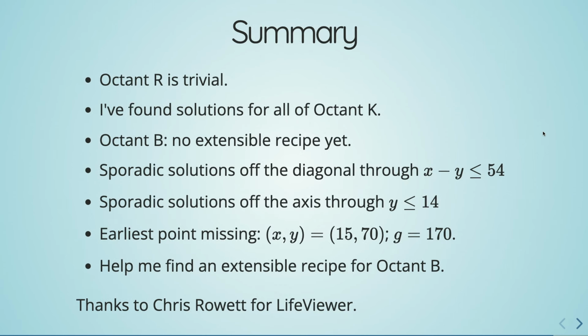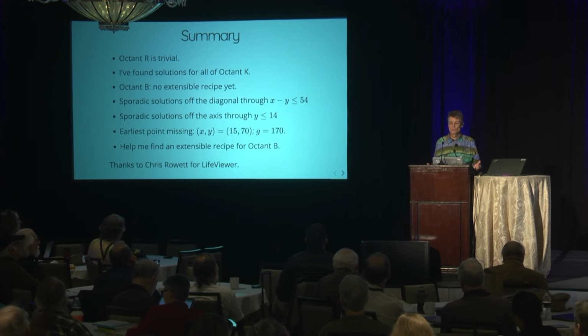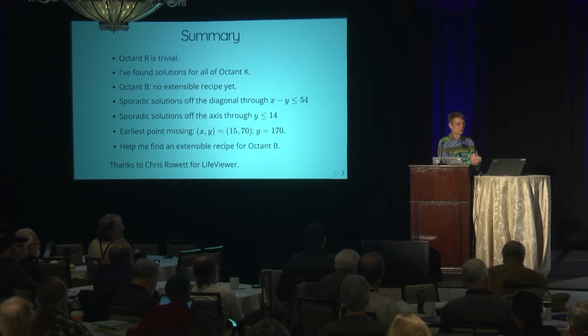Specifically, I have sporadic solutions that are kind of ugly, but they work for all the points off the diagonal within 54 units and all the points off the axis within 14 units. The earliest point that I'm missing is 1570, which should become alive at generation 170, but I haven't been able to make that happen. So somebody out there, help me figure this out. And thank you so much to Chris Rowett for LifeViewer making these slides work. That's it.